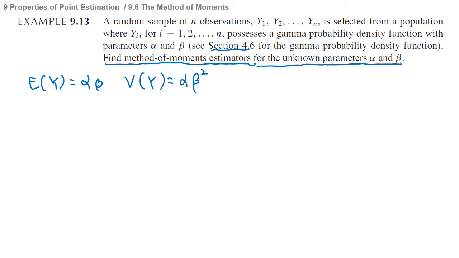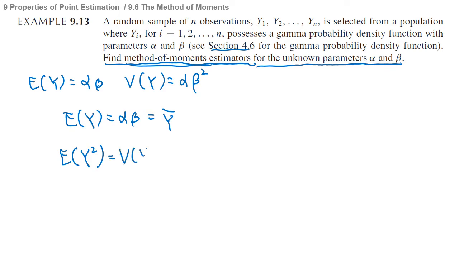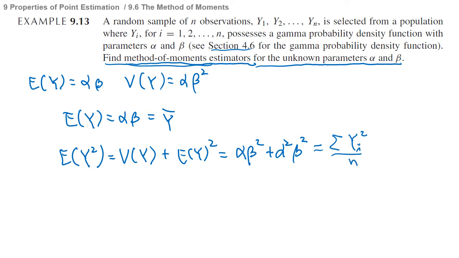So you can use the method of moment estimator. Firstly, E[Y] is alpha beta, and this equals y bar. And what about the expected value of y squared? This is actually the variance of y plus E[Y] squared, so this is alpha beta squared plus alpha squared beta squared. And this equals the sum of yi squared over n.